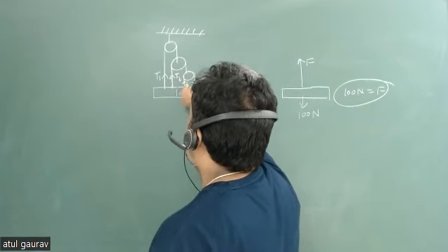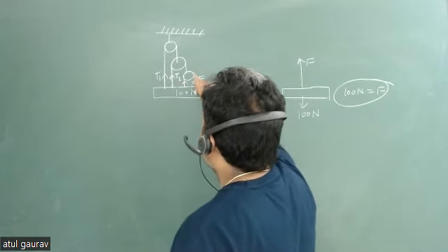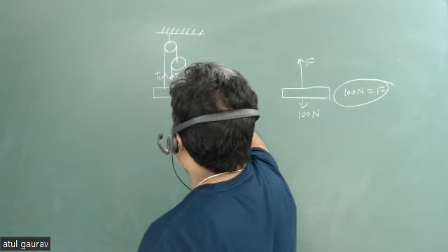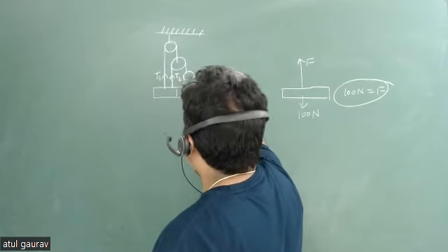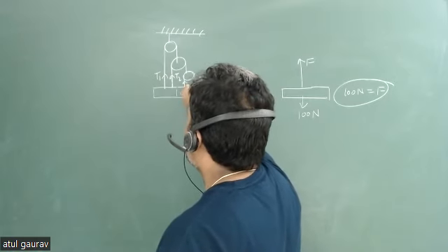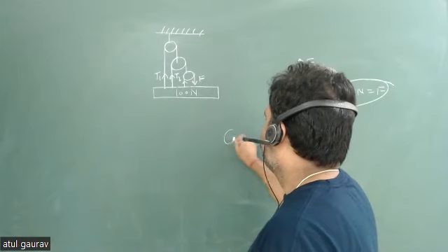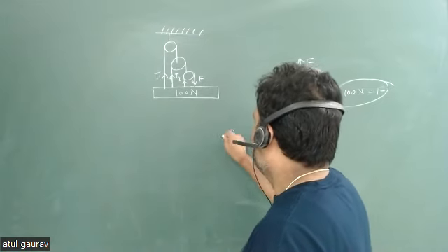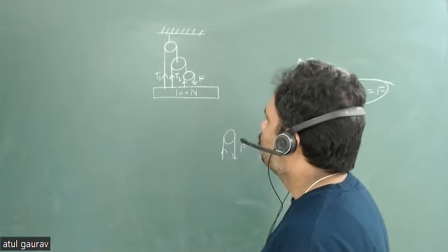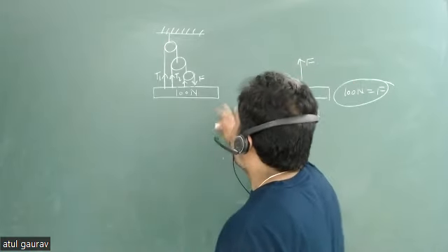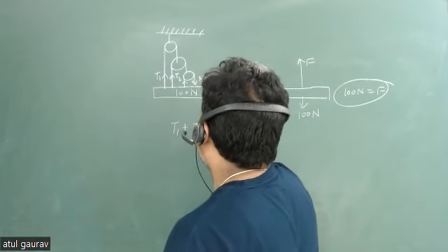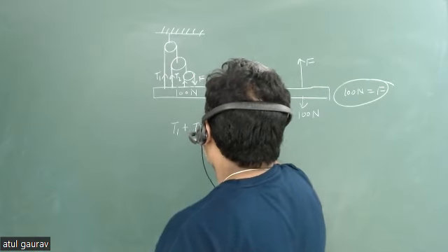Yes, sir. Can't see? Arre, if this is F then this too will be F. Yes, sir. Same tension, right? If the tension in this rope is F, then the tension in this rope is also what? F. If this is F, then this too will be F, isn't it? Yes, sir. F. So your first equation is T1 plus T2 plus F must be equal to what?